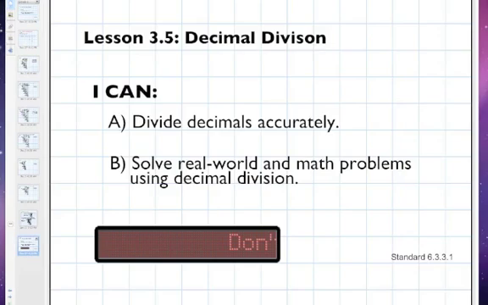So tonight we worked on decimal division. We had 2 objectives: to divide decimals and to solve real-world math problems using decimal division. Review any part of this video, try some practice problems on your own, and when you feel ready, go ahead and take your quiz at Schoology.